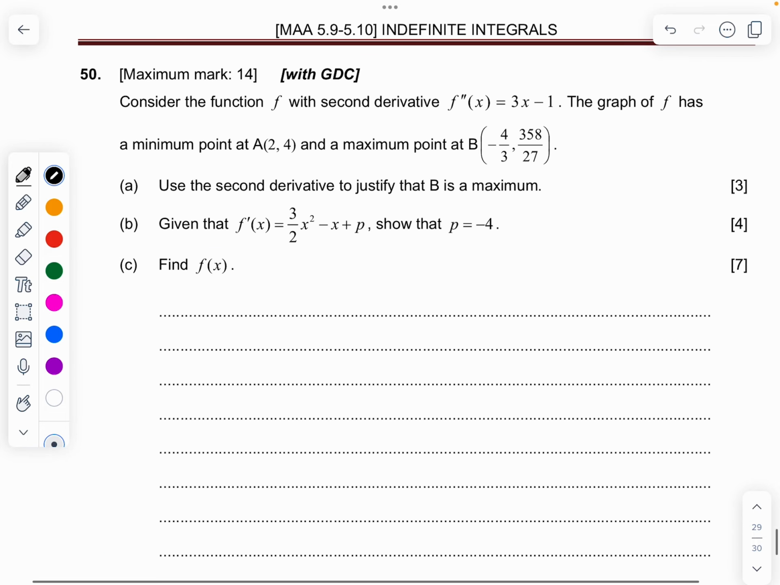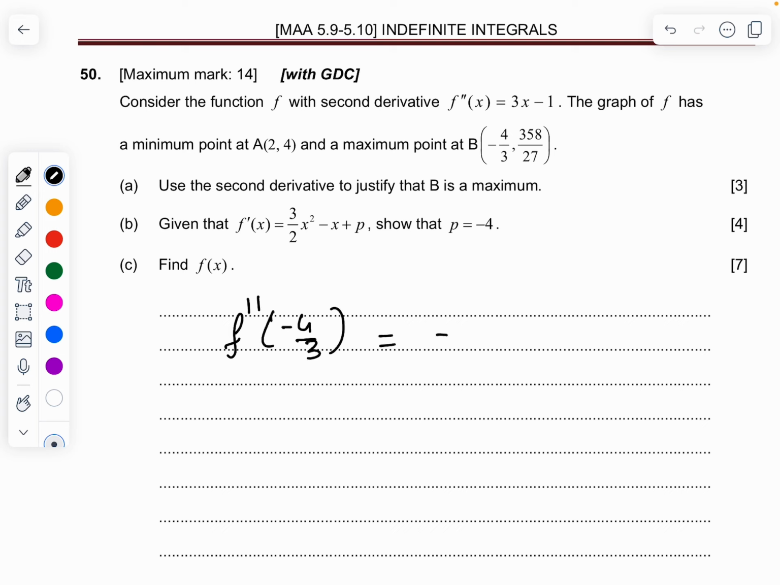Last question, question number 50. Consider the function f. The second derivative is given. It has a minimum point and a maximum point. Use the second derivative to justify b is maximum. Now b is maximum, and we know the second derivative at minus 4 upon 3. When you plug in, it becomes 3 times minus 4 upon 3 minus 1, which is negative 5. So the second derivative is negative. So therefore, it's going to be a maximum point.